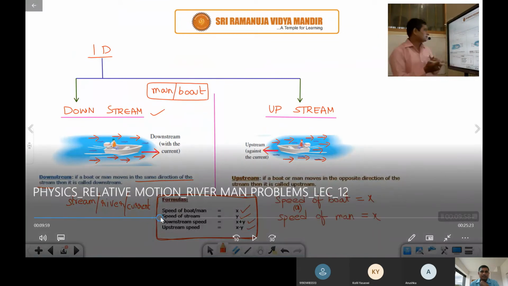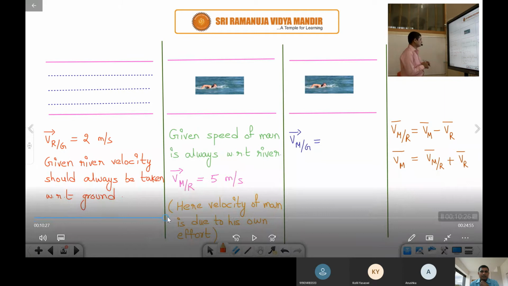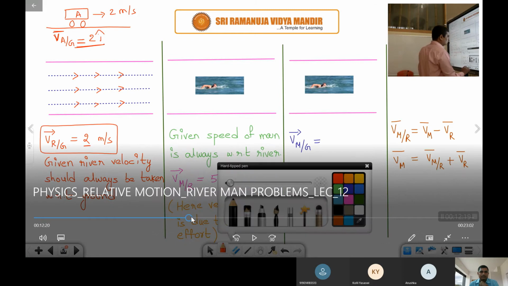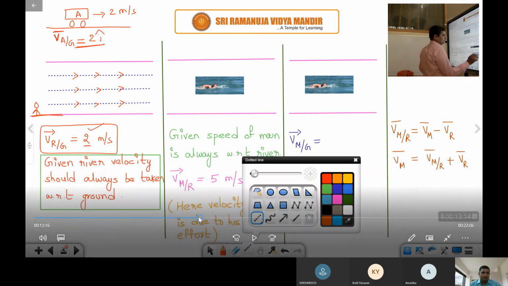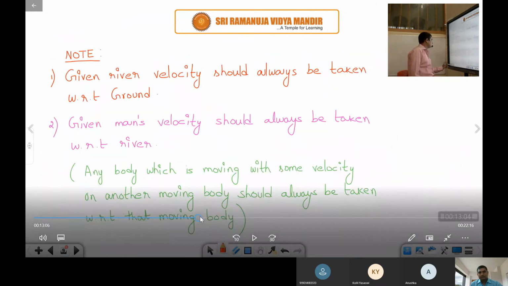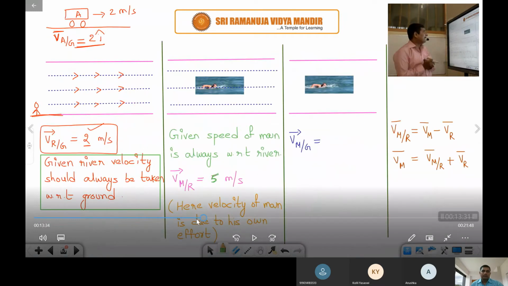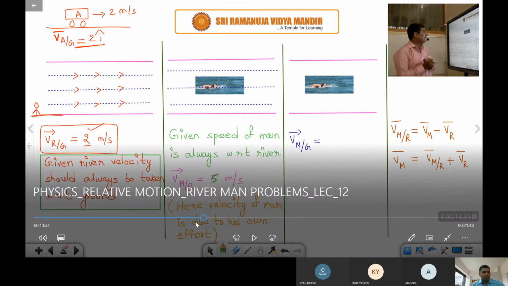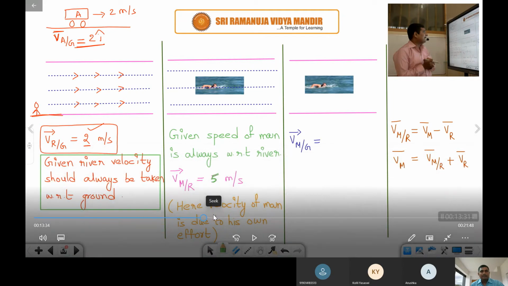Here we have to know certain terms. There are three terms which are very, very important. I'll explain those three terms. The first and foremost term is river velocity. They'll give you in the problem that the river velocity is 2 kilometers per hour or 2 meters per second. Whenever river velocity is given, we should always take it with respect to ground. This is the first and foremost standard notation.